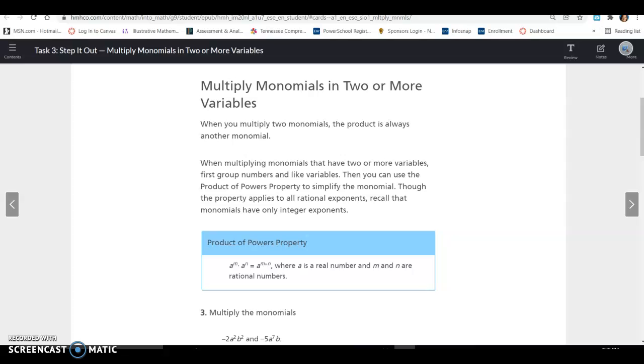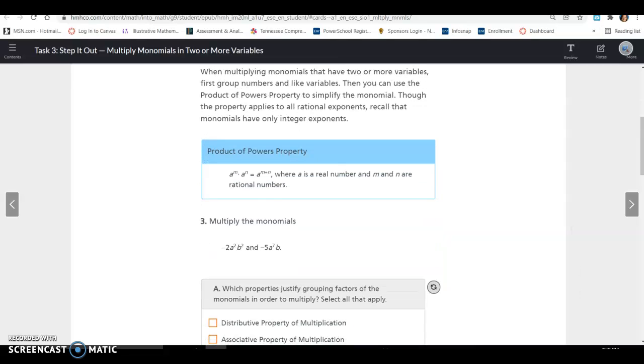Lesson 15.1, Task 3. Multiply monomials in two or more variables. When you multiply two monomials, the product is always another monomial. When multiplying monomials that have two or more variables, first group numbers and like variables. Then you can use the product of powers to simplify the monomial. Though the property applies to all rational exponents, recall that monomials have only integer exponents.